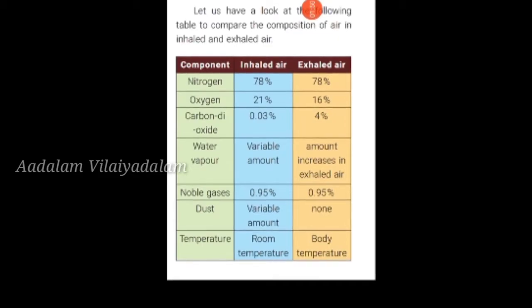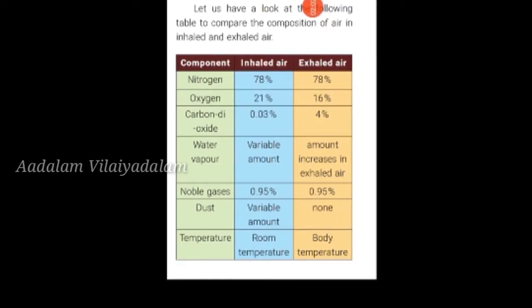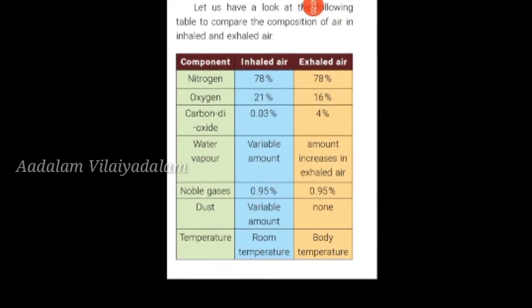So carbon dioxide, 0.03% in inhaled air and 4% in exhaled air. Next, water vapor, variable amount, and the amount increases in exhaled air. Noble gases are the same, 0.95%. Dust particles, variable amount in inhaled air, none in exhaled air.